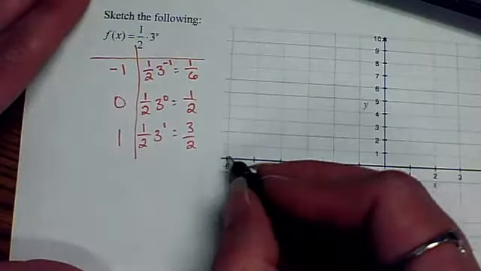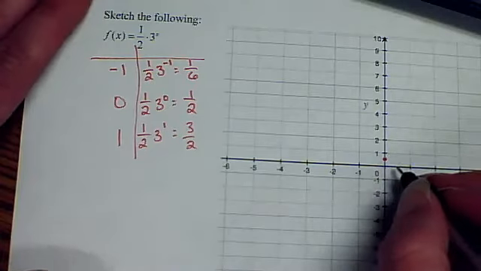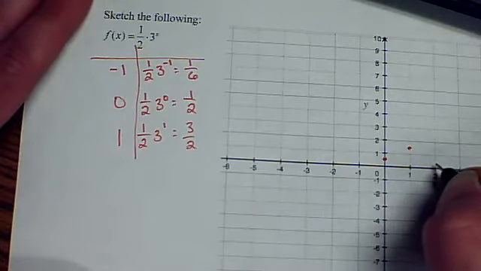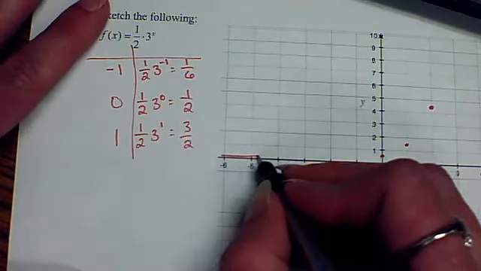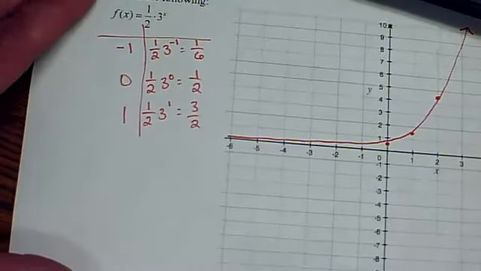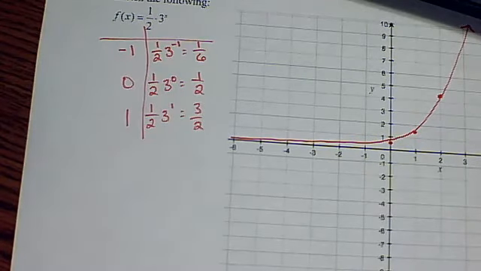So I know it's going to get really close to that x-axis down here. And I know it's not going up very fast, huh? The next one would be 9 divided by 2. That's 4.5. So we're going to get this nice little curve. It's kind of more flat than some of the parent ones, but it's still really easy to draw.